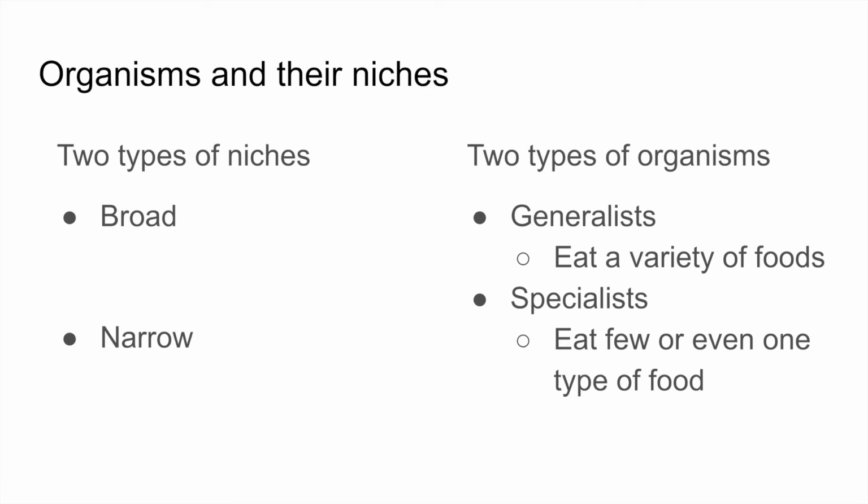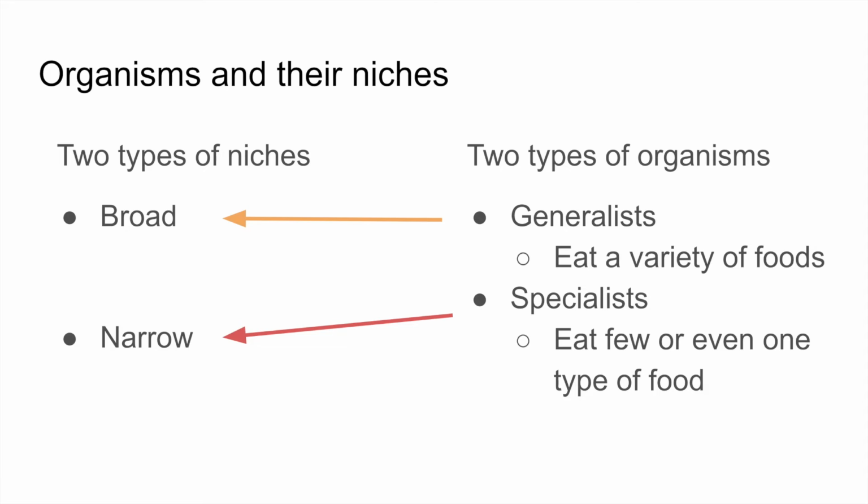There are also two types of organisms. Generalists, they eat a variety of foods, all different kinds. Usually they're omnivores. There are also specialists. They eat very few or even only one type of food. So let's look at an example.